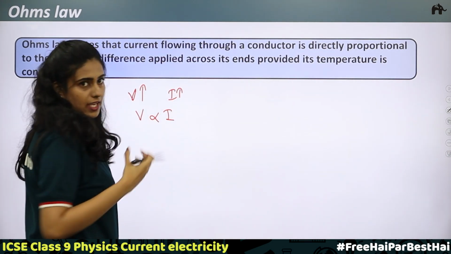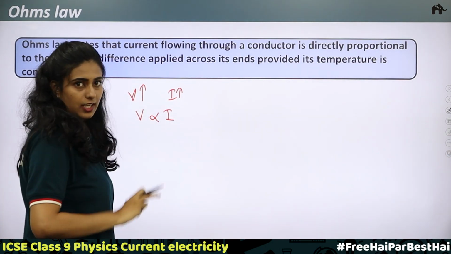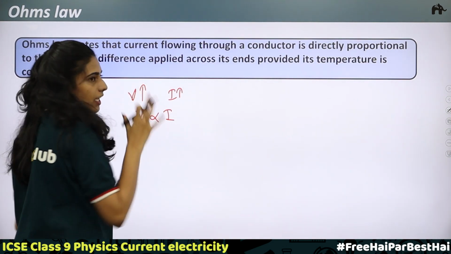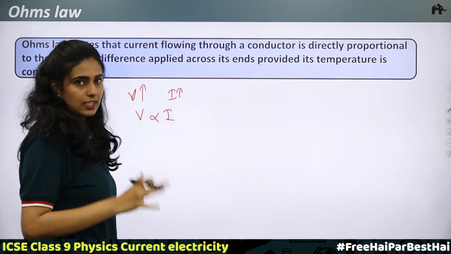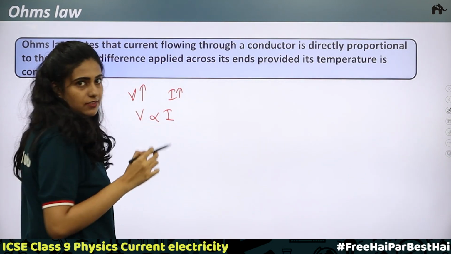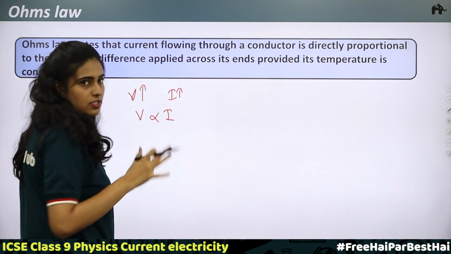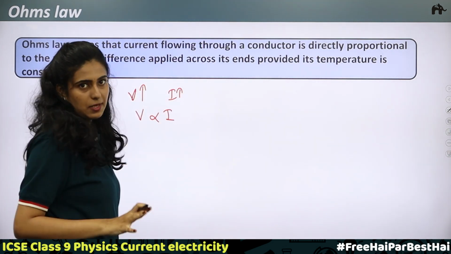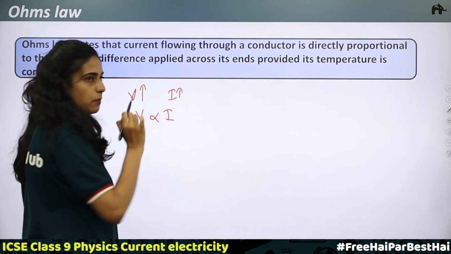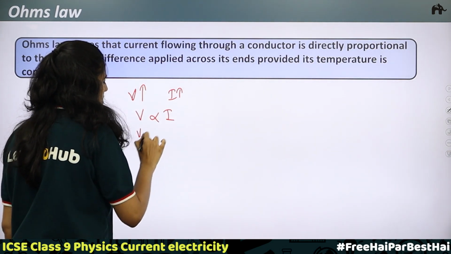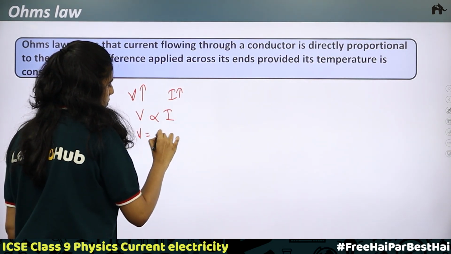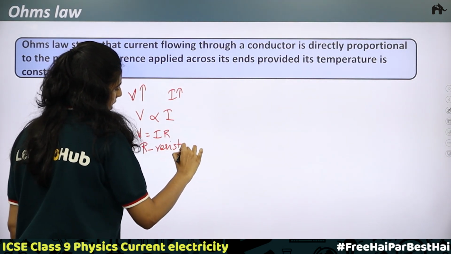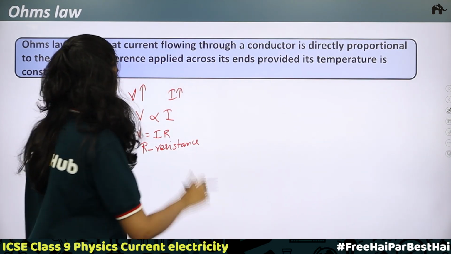V is proportional to I. Electric potential difference is directly proportional to the current. When you take a metal wire or a conductor, the potential difference between the two terminals of the conductor is directly proportional to the current flowing through it, at a constant temperature. Now, to remove this proportionality, we can insert a constant. This constant is R. V is equal to IR, and R is the resistance of the conductor.